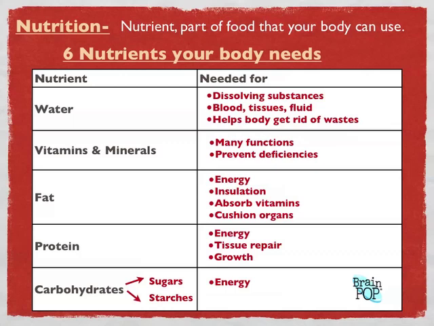So carbohydrates are generally used for energy. Simple carbohydrates can be used more quickly for a quick source of energy. Starches have to be digested before they can be used.